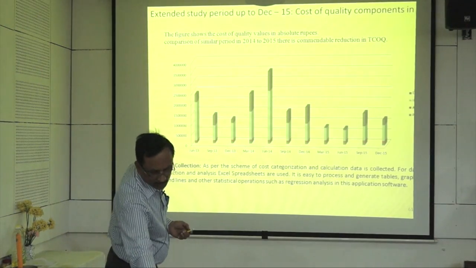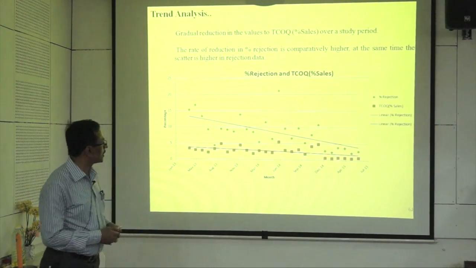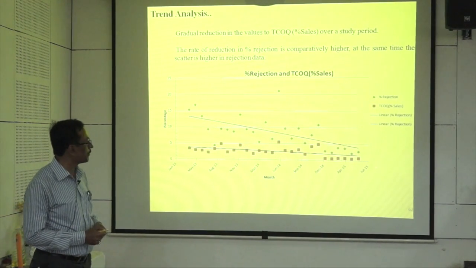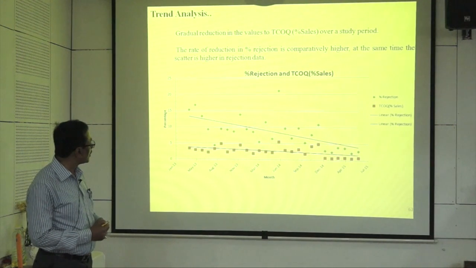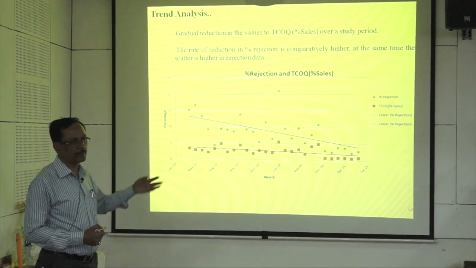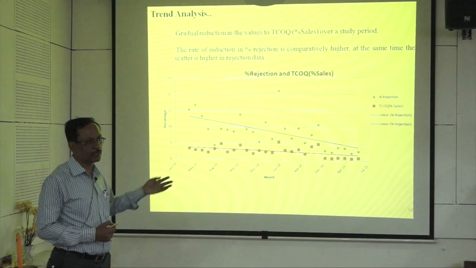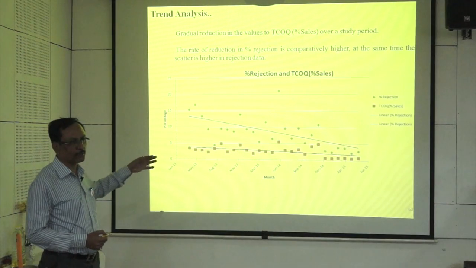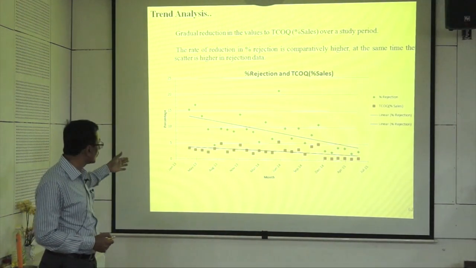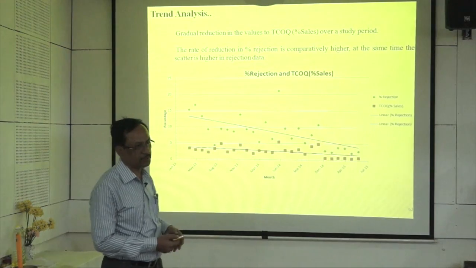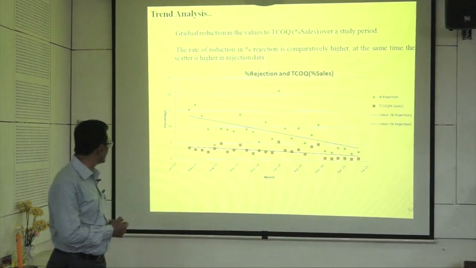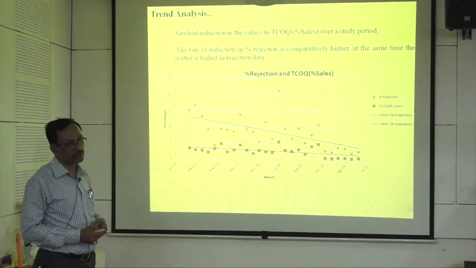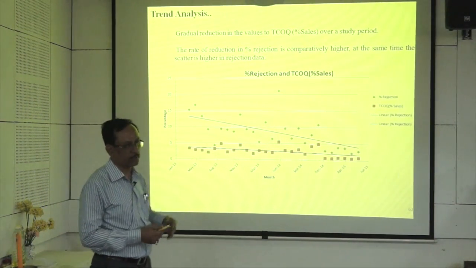So now this is a rejection trend, and this is the total cost of quality trend across the total study period. Okay. Scatter is more in the rejection data, maybe because of some localized results in a particular month. But overall, it will be slightly smooth if we convert that information, and the total cost of quality is comparatively smooth. Over the study period, it has been observed that the percentage rejection is reducing, as well as the total cost of quality as a percentage of sales.